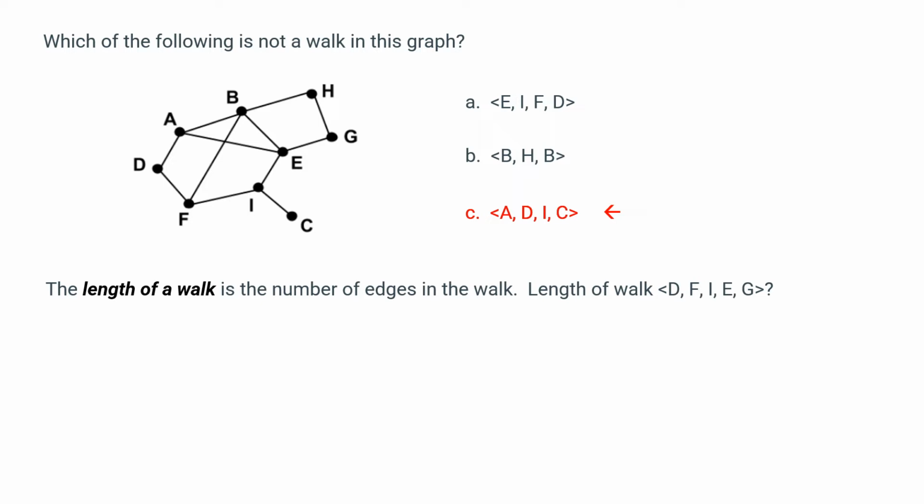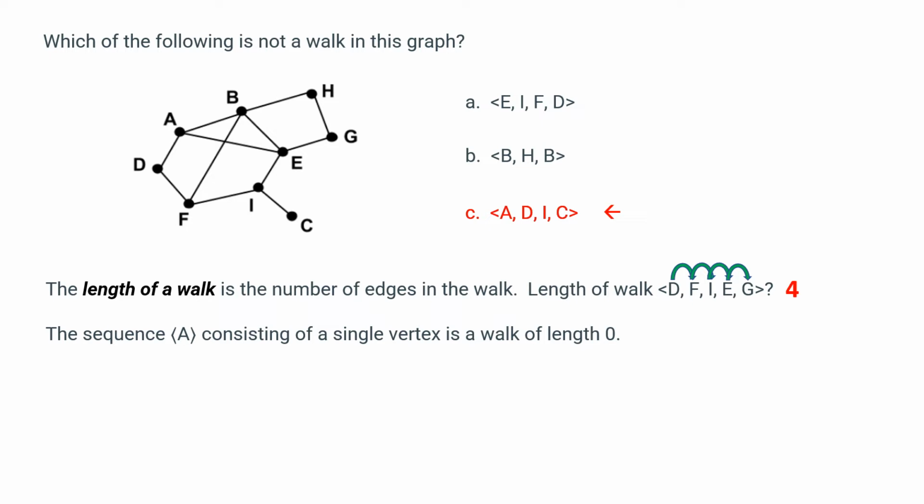The length of a walk is the number of edges in the walk. So the length of walk DFIEG, let's first determine it is a walk. We can go from D to F, F to I to E, E to G. So how many edges did we walk on there? Well, we went from D to F, F to I to E, I to G. So there were 4 edges we walked on. So we'd say the length of that walk is 4.